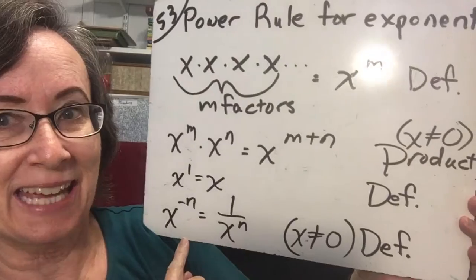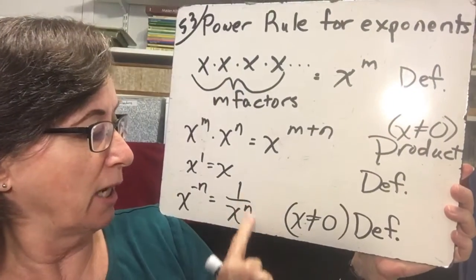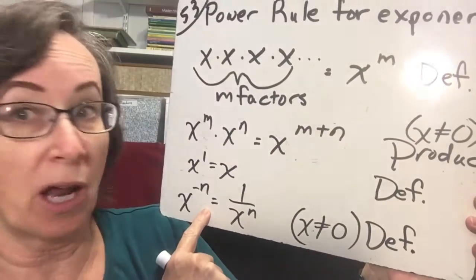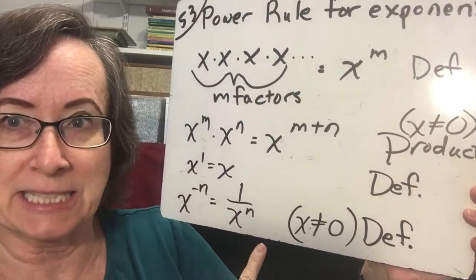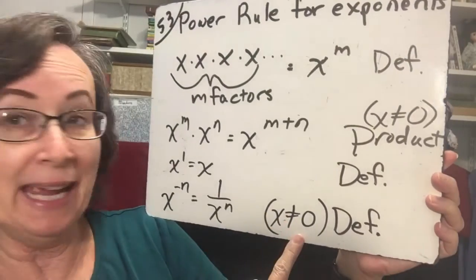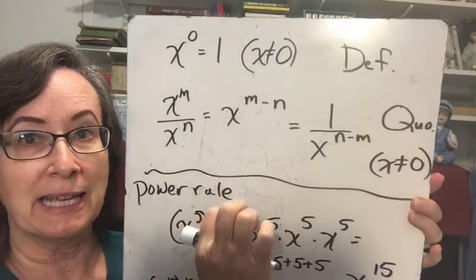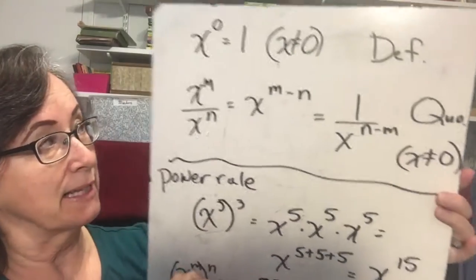x to the negative n is 1 over x to the n, which tells us what to do with that negative exponent. The negative exponent always has to move to become a positive exponent. If it's upstairs, it has to move downstairs. If it's downstairs, it has to move upstairs. And again, x cannot be equal to 0. So then we have some more rules that we've already covered. x to the 0 is equal to 1, when x does not equal 0. That's a definition.